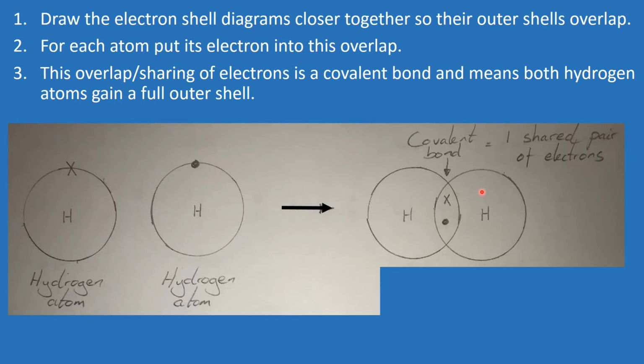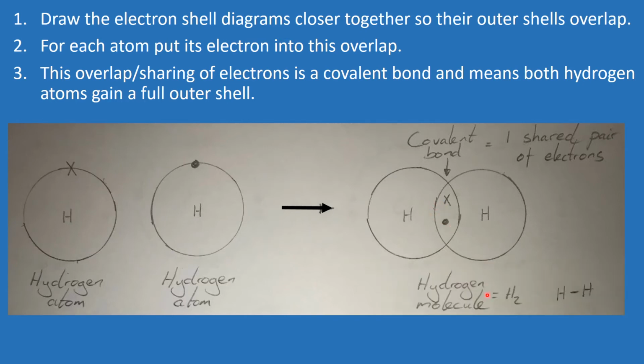So remember, a covalent bond is one shared pair of electrons, as we can see here, and we could talk about this being a hydrogen molecule, which is of course H2, and over here we can see a representation of how we can show this molecule, which is its structural formula. So we're going to be doing that as we work through each time.